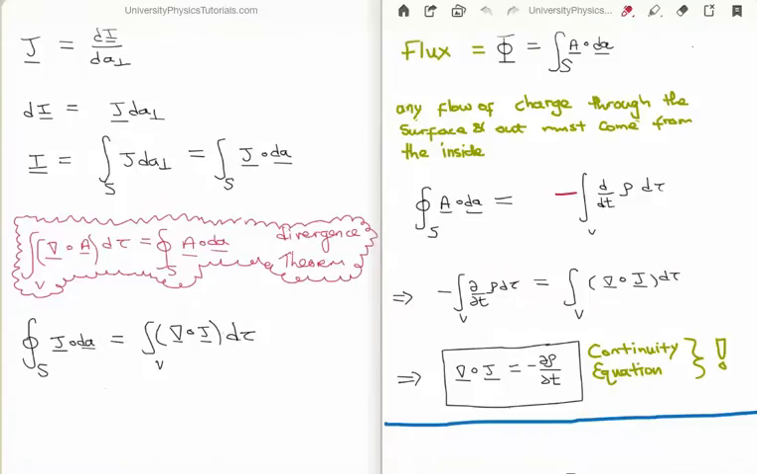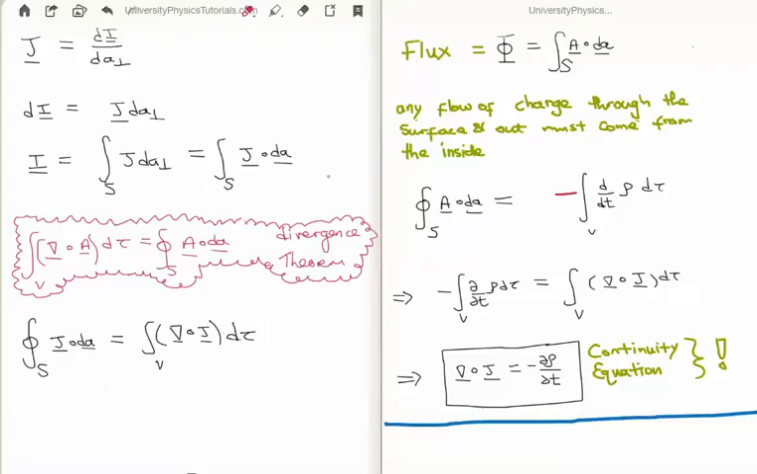A moment ago we saw that the volume current density is equal to dI/dA perpendicular. We can rearrange this equation to say that the infinitesimal current element is equal to the volume current density multiplied by the infinitesimal area element perpendicular to the flow. Then we can integrate this to get the total current, which is the integral of J dA perpendicular. The usual trick here is to involve the dot product, because that picks out the perpendicular element. So the current is the surface integral of J dot dA.